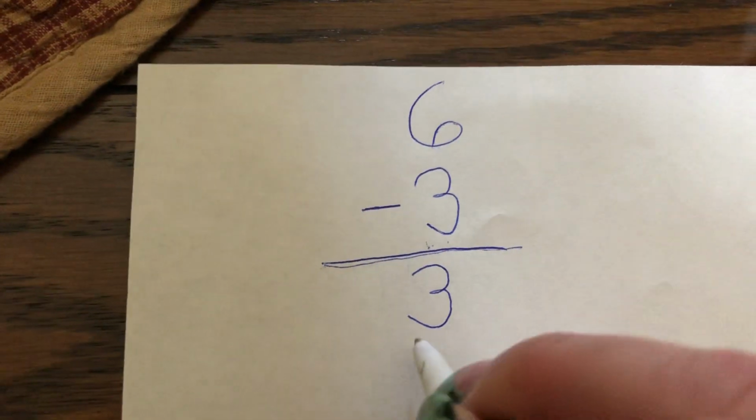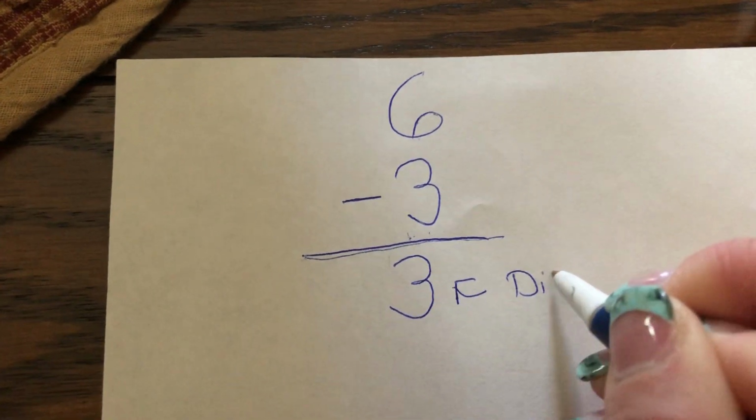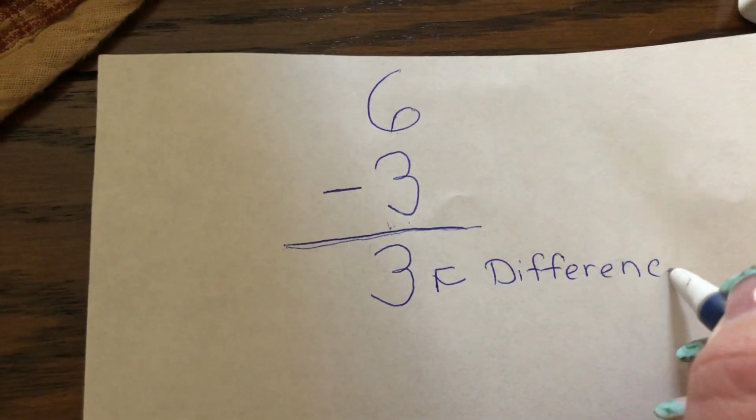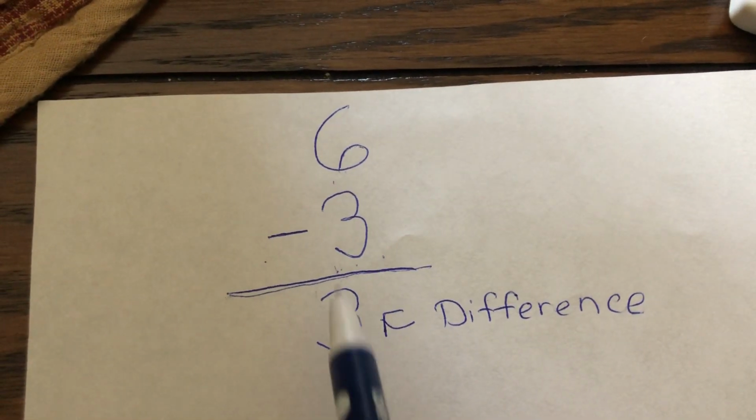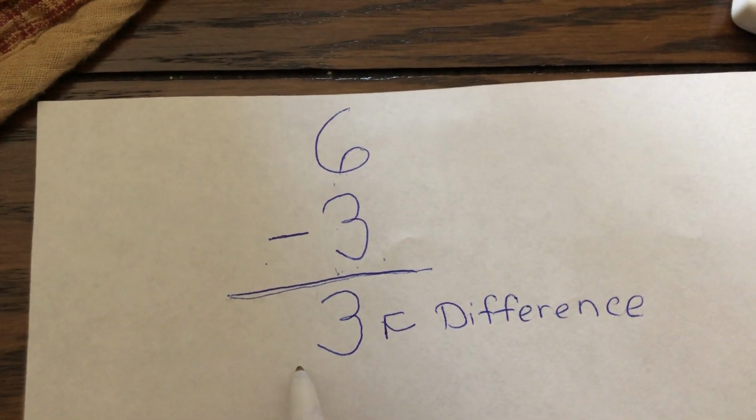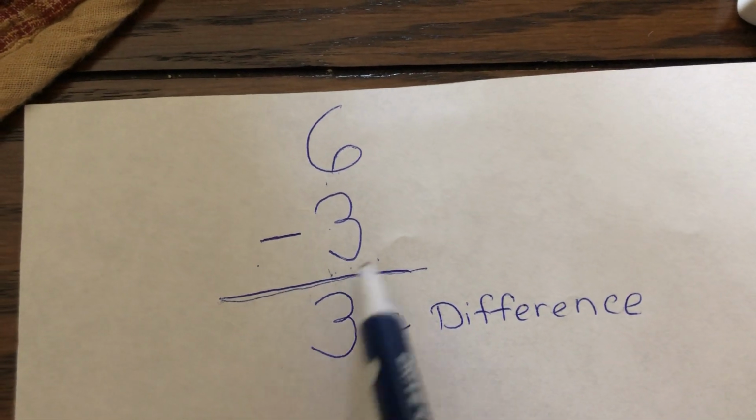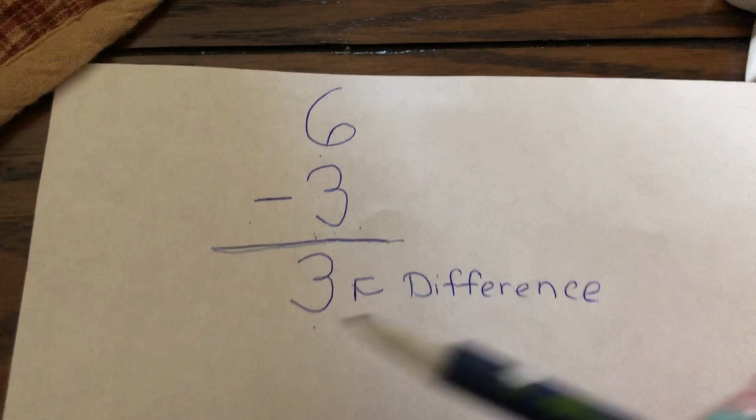3. In subtraction, the answer is called the difference, by the way. You're finding the difference between two numbers. So in the math problem 6 minus 3, you're finding the difference between 3 and 6. Because 3 is less than 6, the difference between the two is 3. That is the answer in subtraction.